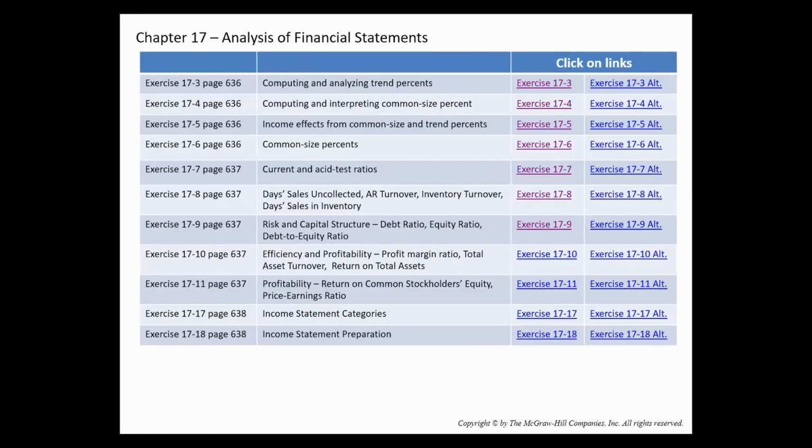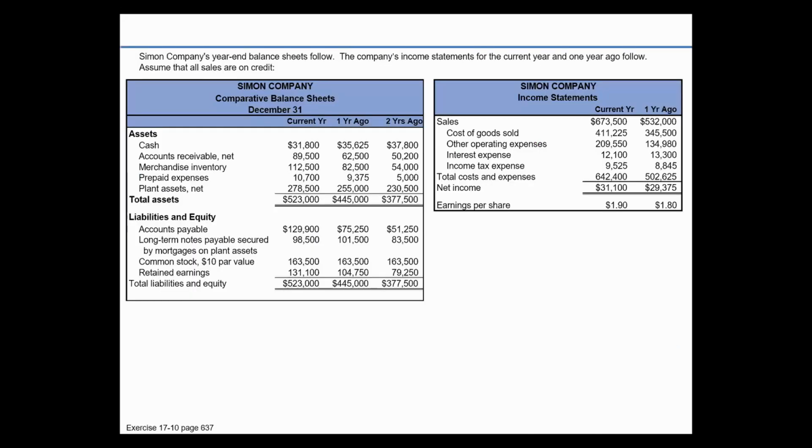The efficiency and profitability ratios, which are the profit margin ratio, the total asset turnover, and the return on total assets. Simon Company's year-end balance sheets follow. The company's income statements for the current year and 1 year ago follow. Assume that all sales were done on credit. So we'll evaluate the company's efficiency and profitability by calculating the following each year. So we'll calculate the profit margin ratio, the total asset turnover, and the return on total assets.